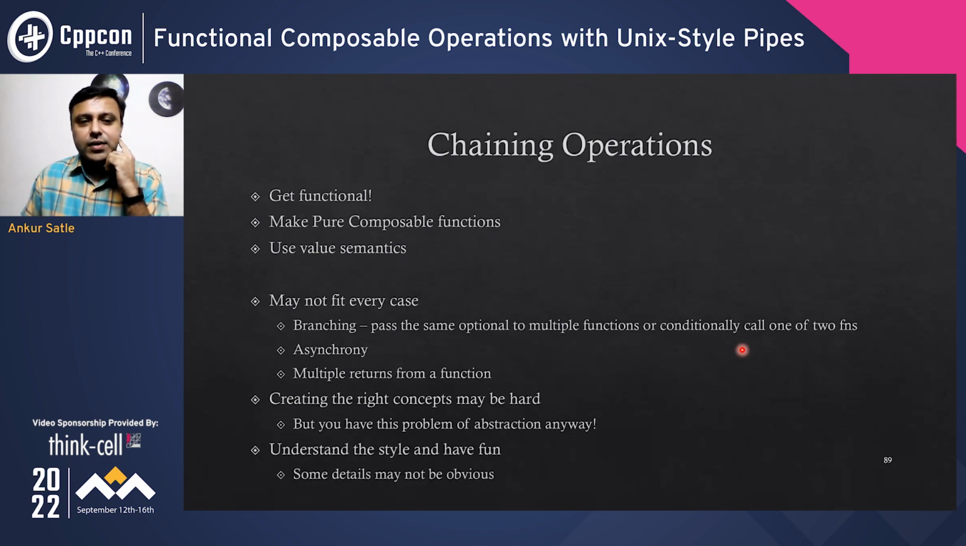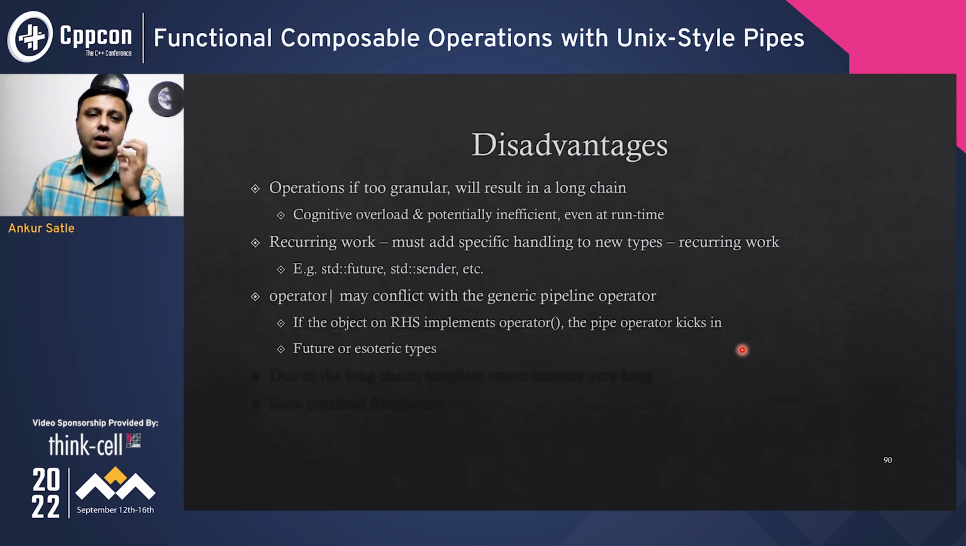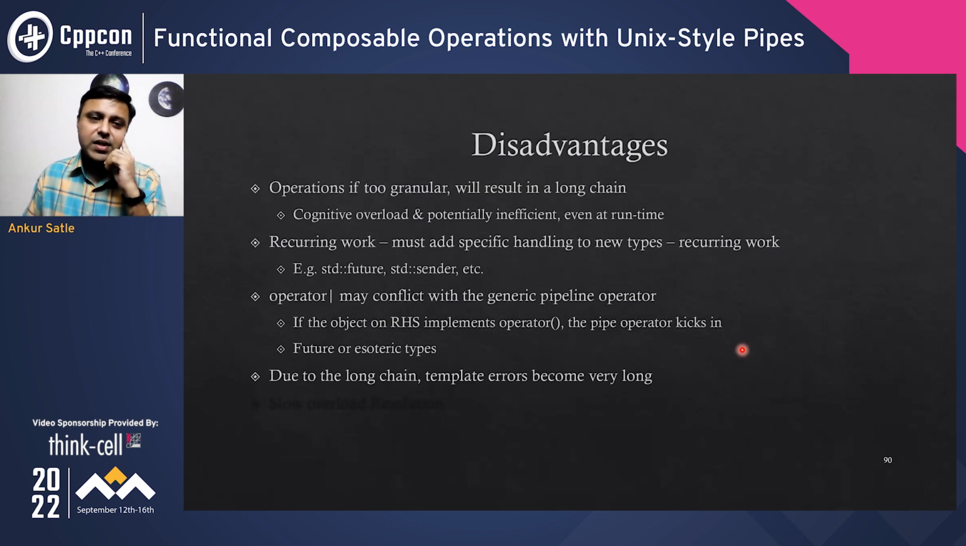Okay, and there are some disadvantages. I want to just mention these before we leave. The operations could be too granular. They could hit performance, even compile times very heavily. There's a recurring work for every new type that you want to support. You want to come back and add a new overload. It makes the operator being global, which may conflict with some other operator. Maybe somebody has a type and suddenly, just because it implements the callable, our operator starts getting used. And due to the long chain, human perception, the understanding of the code goes down.